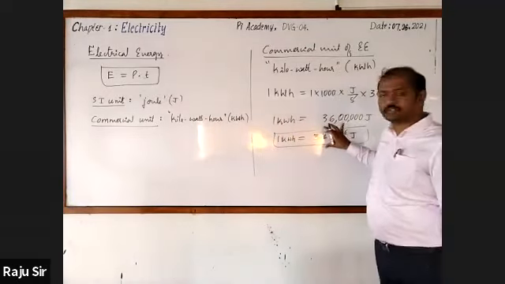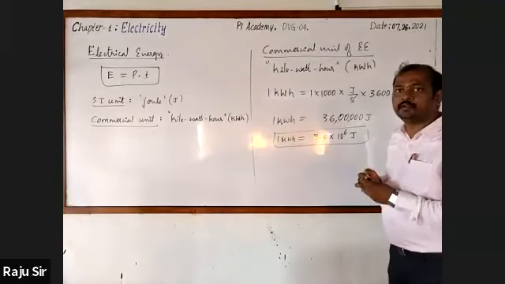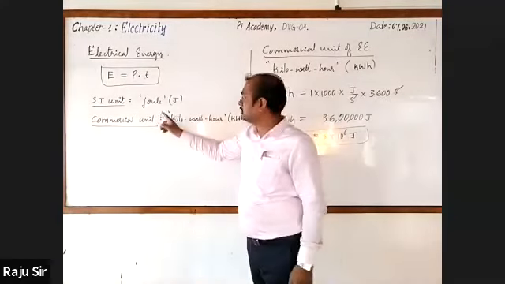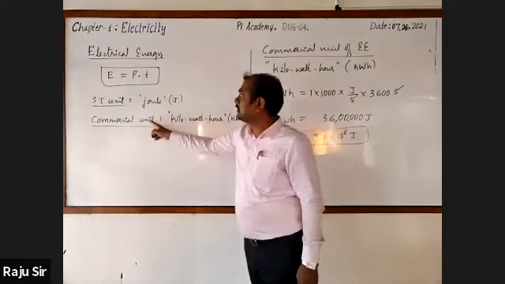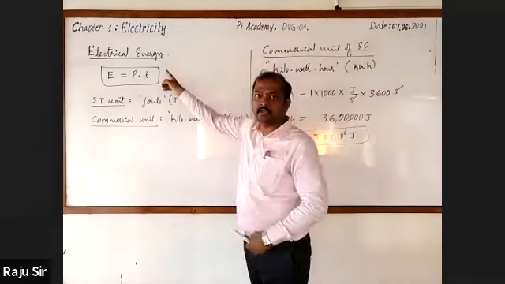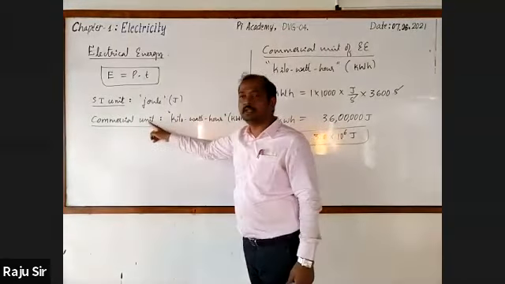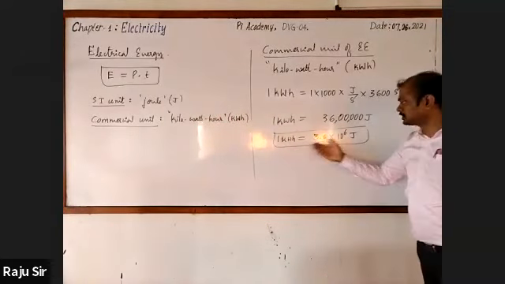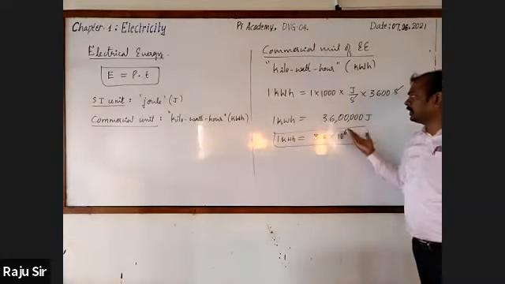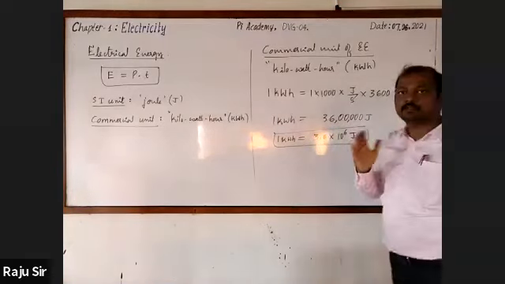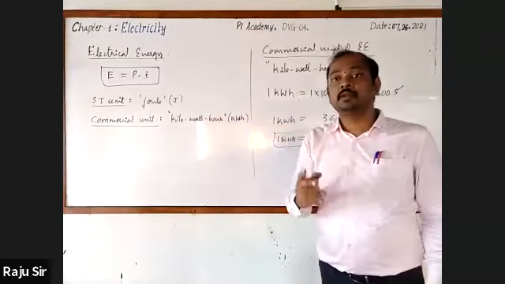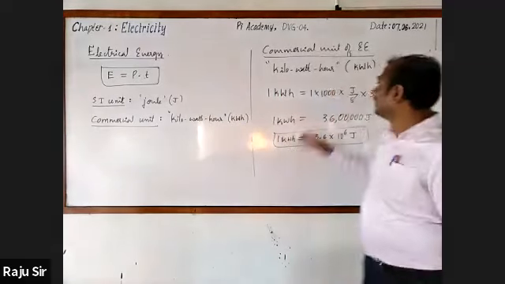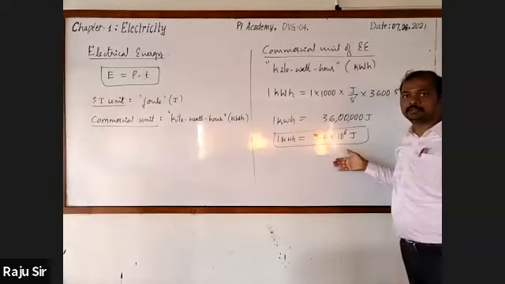In the exam, they have given a question for this. How? Express the commercial unit of electrical energy in terms of joule. Then write this much: 1 kilowatt hour is equal to 36 lakh joules. That is one thing. Second one, convert kilowatt hour into joules. Then you have to write these steps.